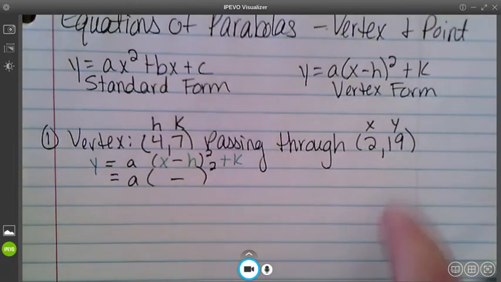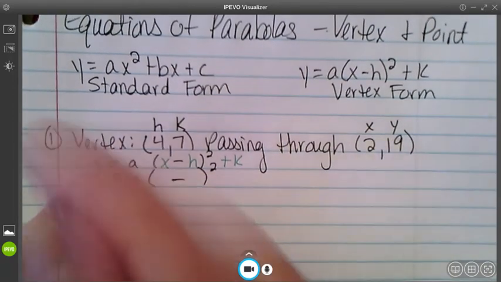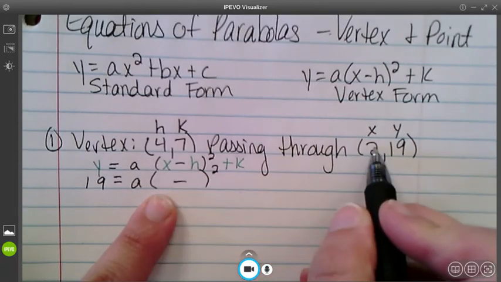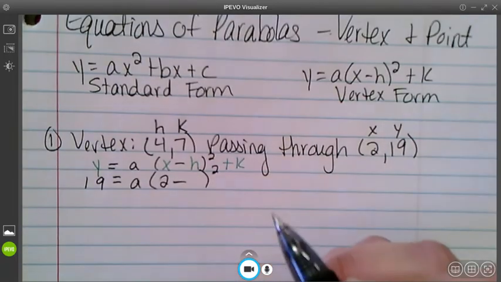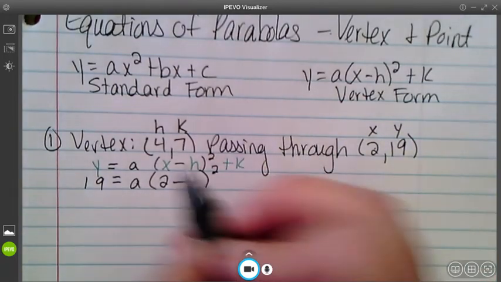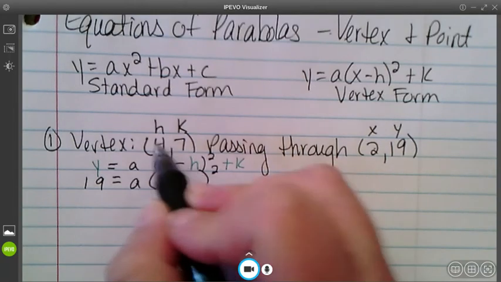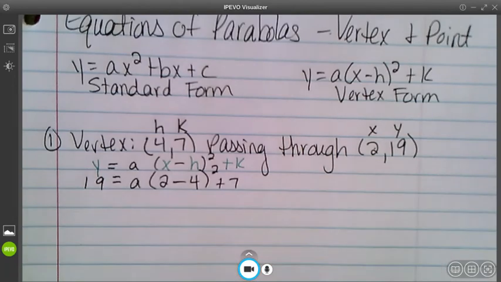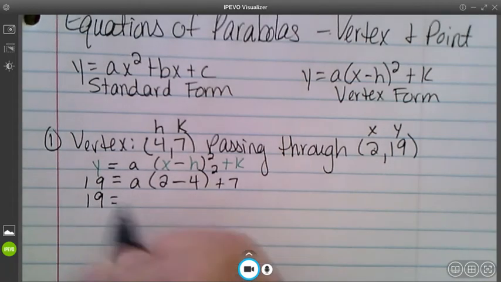Okay. So in for the Y is going to be 19. In for the X is going to be 2. So we just have to be careful what number we put where. In for the H is going to be 4, and in for the K is going to be a positive 7. All right. So I can solve for A, so I'm going to go step by step here.